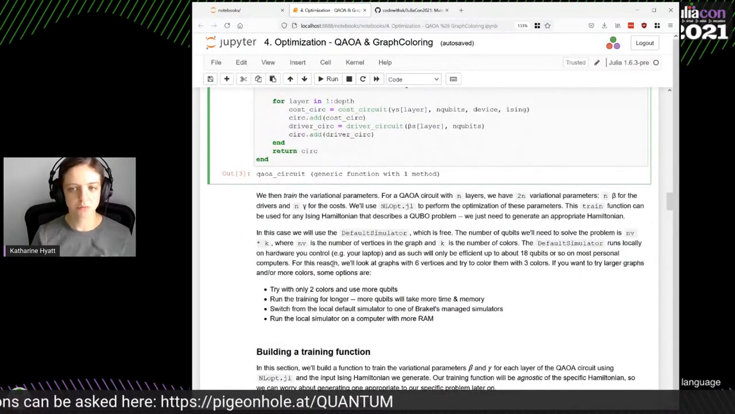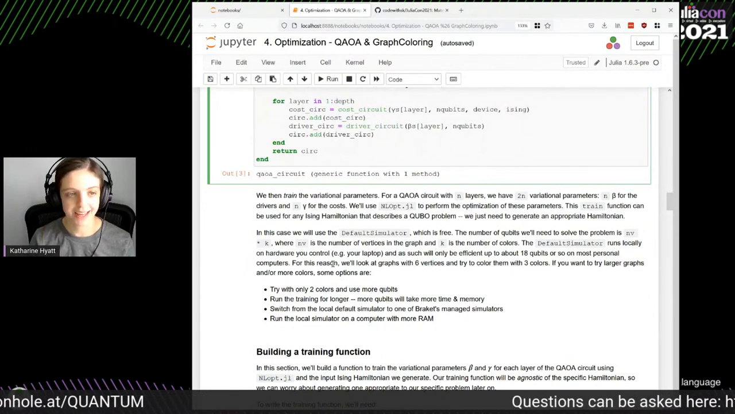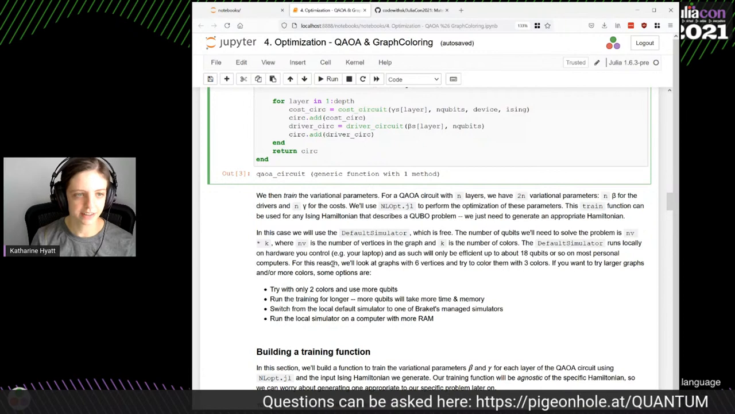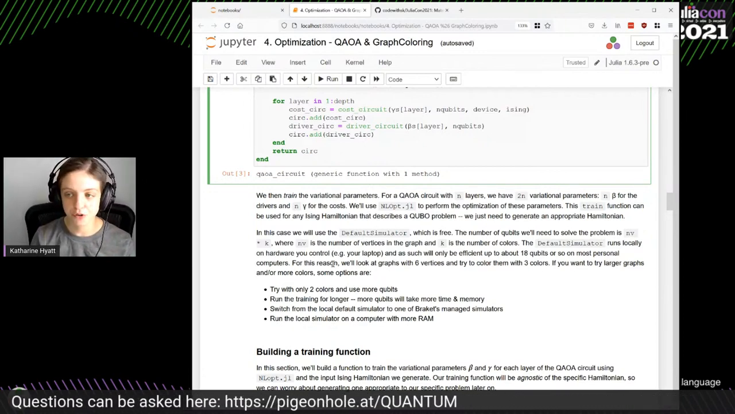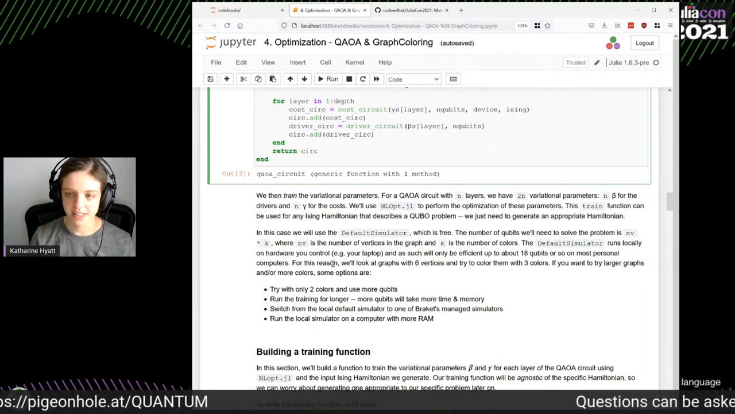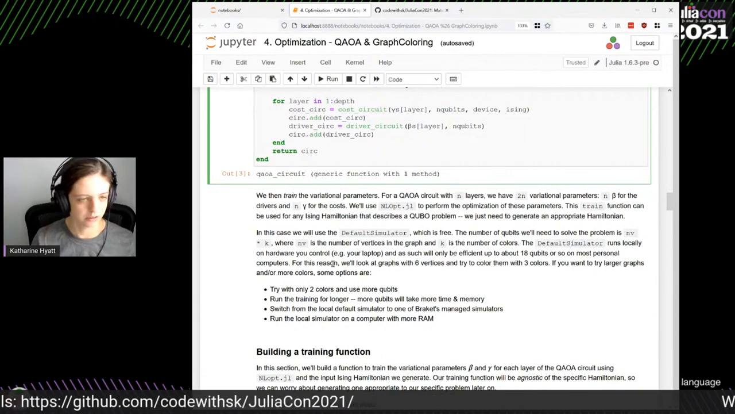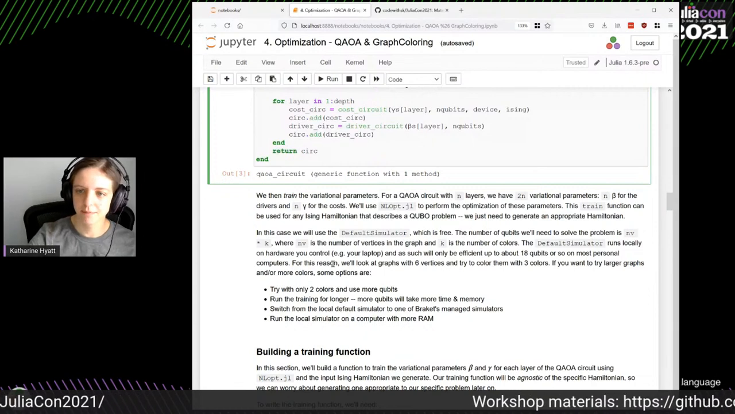So as I just mentioned, we're going to be training these variational parameters. For a QAOA circuit with n layers, where one layer is composed of two components, the cost and the driver, we're going to have 2n variational parameters, n beta and n gamma. In this case, we're going to use the great Julia package NonlinearOptimization.jl, or NLopt.jl, to perform the optimization.